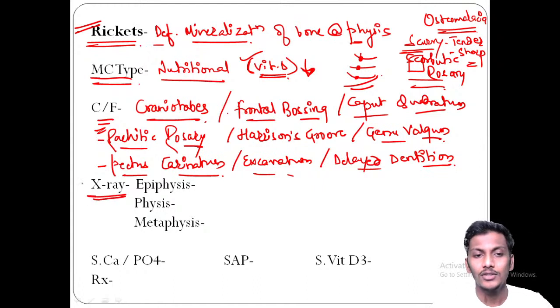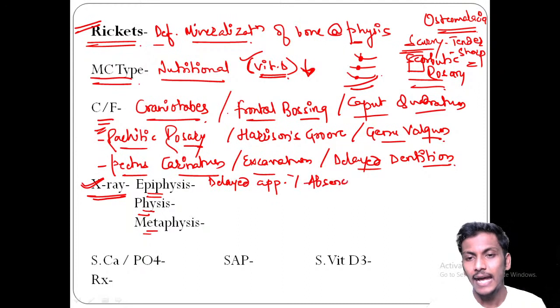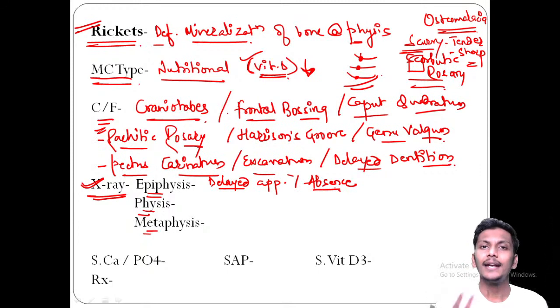Now, X-ray findings, which are very important in rickets. What are the changes we can see in the epiphysis, and what are the changes seen in the metaphysis? Please remember, in the epiphysis there would be either delayed appearance or absence of the epiphysis. As we all know, the epiphysis develops from the secondary ossification center. But in rickets, as mineralization of bone is delayed, there would be delayed appearance or, in some conditions, absence of the epiphysis.